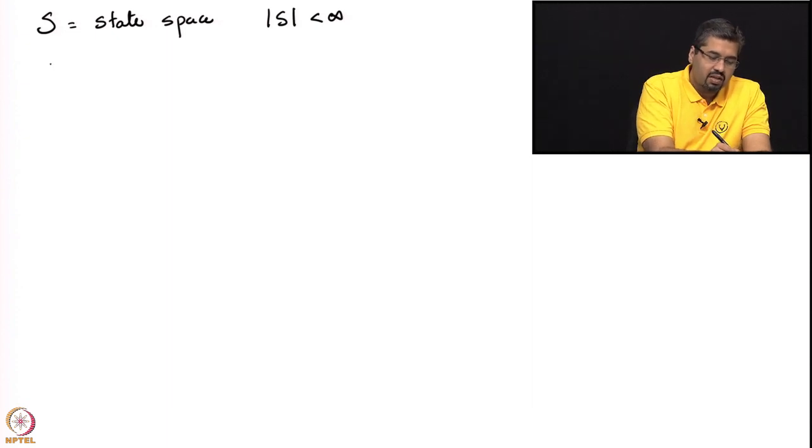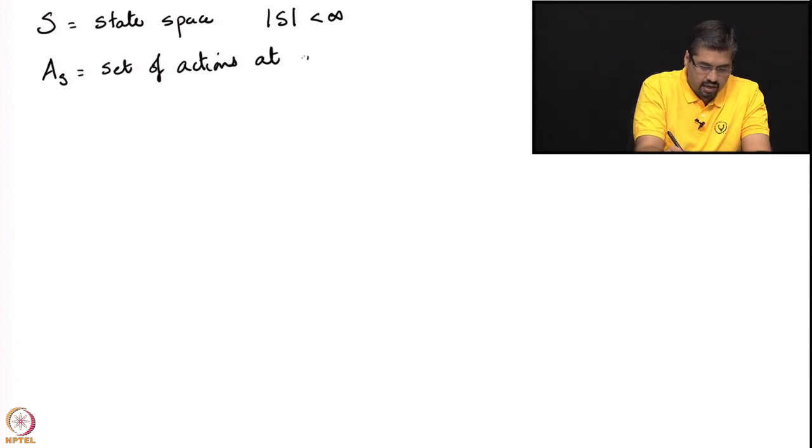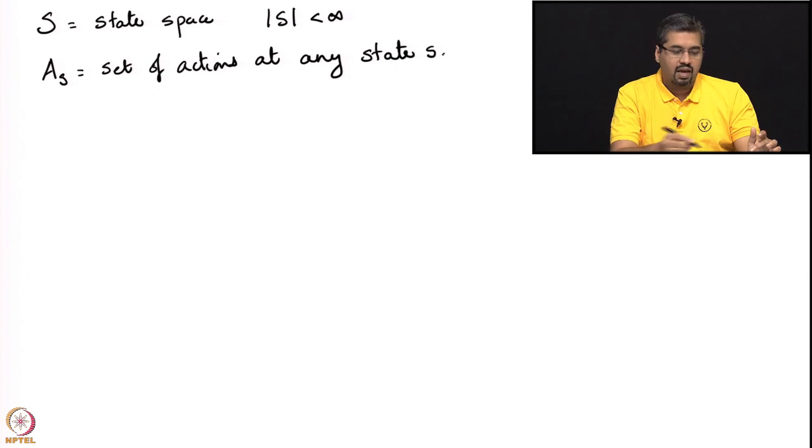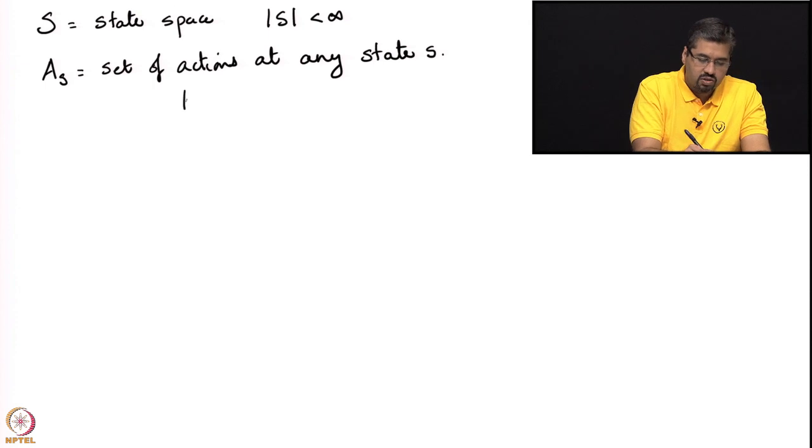We will assume also that the actions at any state s can be chosen from a certain finite set. Let us call these actions A_s. These are the set of actions at any state s, which means that when the system is in state s, the actions that you can choose are from this set A_s, and we will again assume that A_s is finite.